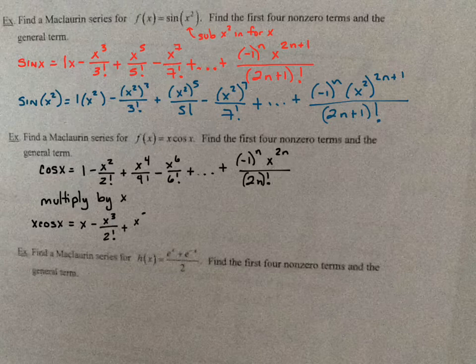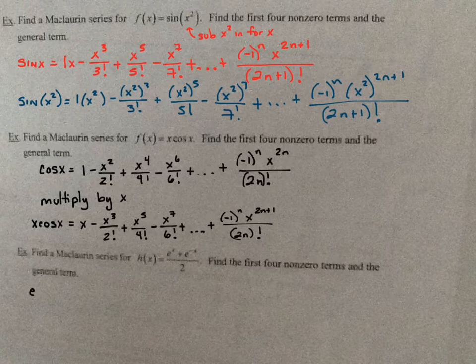x minus x cubed over 2 factorial plus x to the 5th over 4 factorial minus x to the 7th over 6 factorial plus negative 1 to the n, x to the 2n plus 1. So notice how the exponents are odd now, so I did x to the 2n plus 1 over 2n factorial.